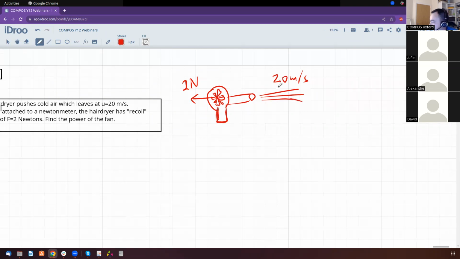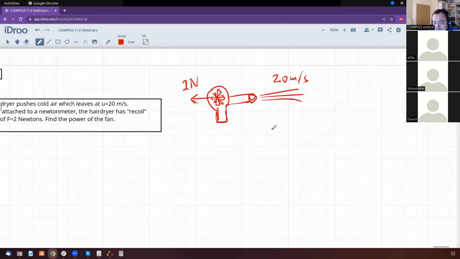Anyways, imagine a hairdryer where the air goes at 90 miles an hour. That's really fun to do. Anyways, 20 meters per second, it's about 70? Is it 70 miles an hour? No, that's not 70, that's 44 miles per hour. Anyways, 2 newtons, that's the force.